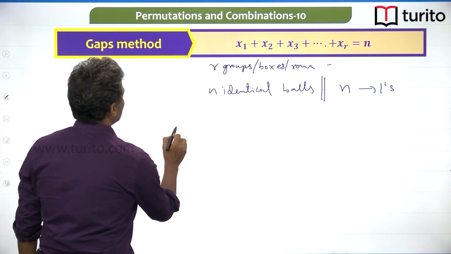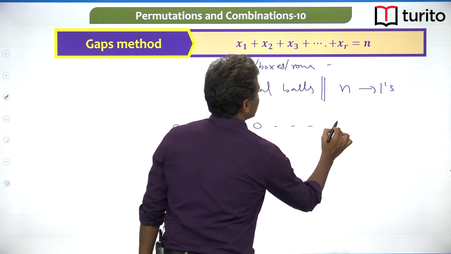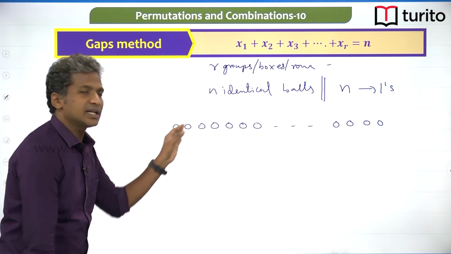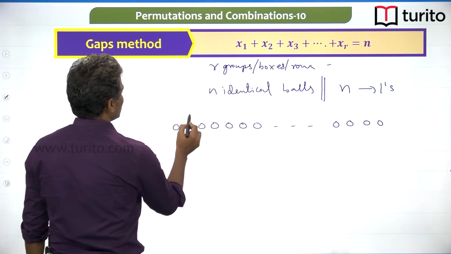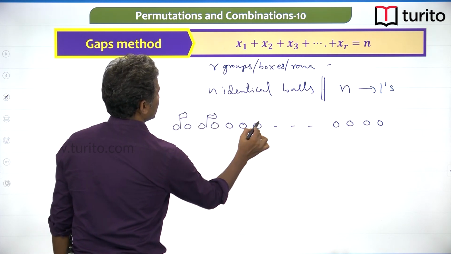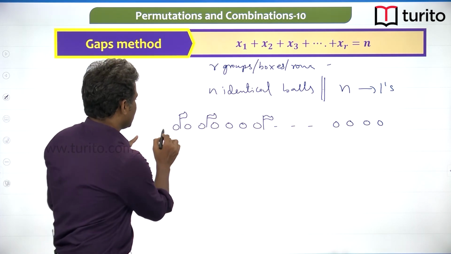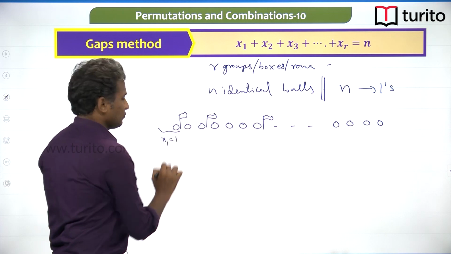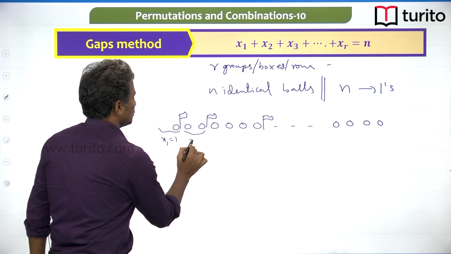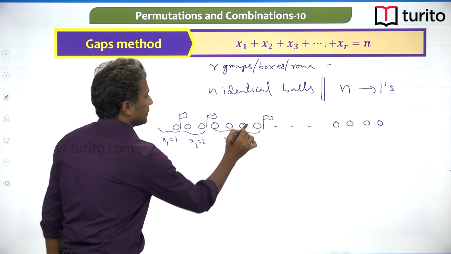So here the arrangement is some kind of arrangement like this, where I am basically placing some sticks or flags here, okay. So let's say there is one flag here, and one flag here, and one flag here. So what does this represent? It represents that x1 is equal to 1. So it's actually the count of the balls, okay. Now x2 is going to be 2. Similarly, x3 is going to be 4, okay.